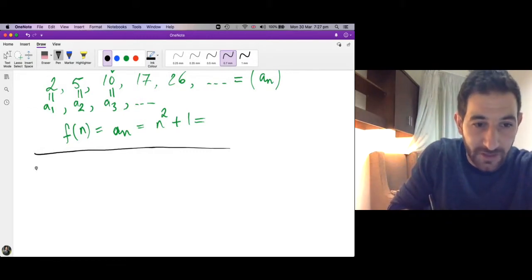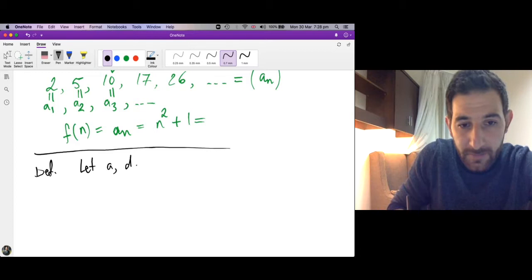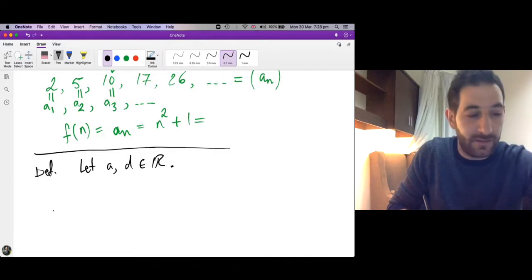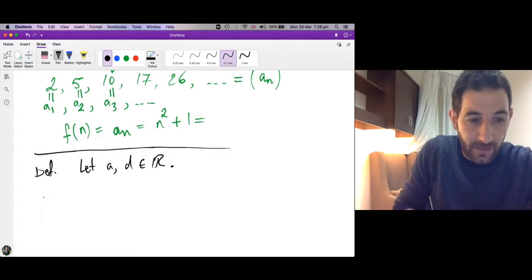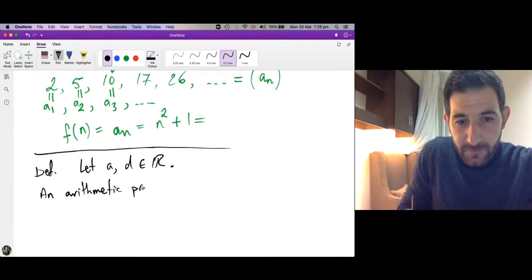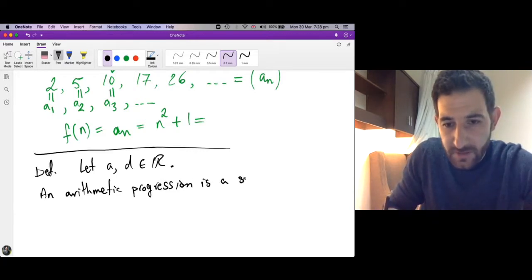So this is a definition. Let A and D be any real numbers whatsoever. Choose any two real numbers, A and D. Then the arithmetic progression is a sequence of the form.